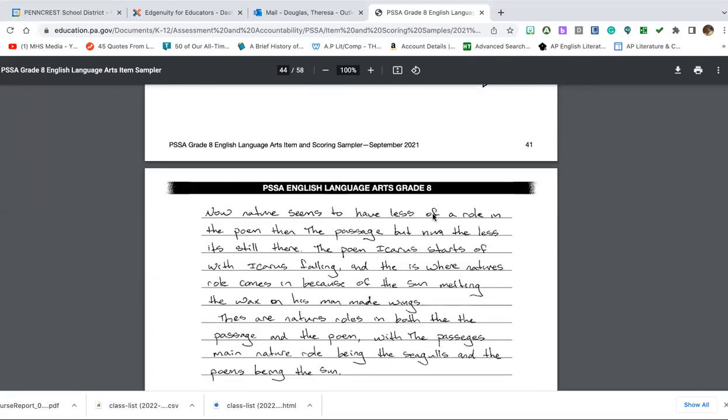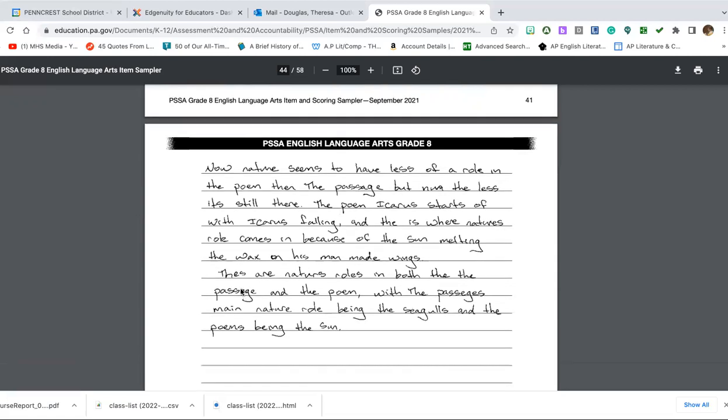Now nature seems to have less of a role in the poem than the passage, but with the less, it is still there. And the poem Icarus starts with the Icarus falling. And that is where nature's role comes in because of the sun melting the wax on his man-made wings. These are nature's roles in both the passage and the poem, with the passage's main nature role being the seagulls and the poem's being the sun.